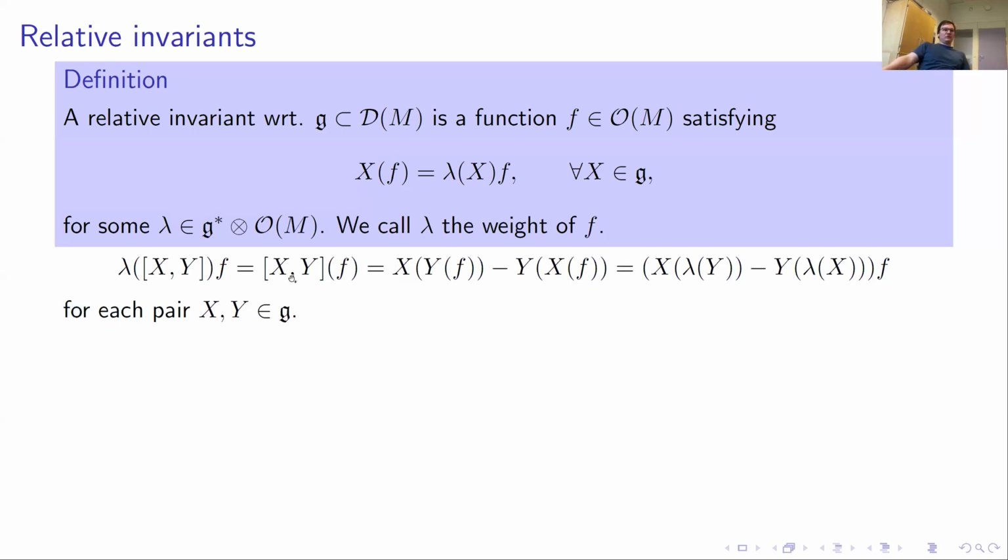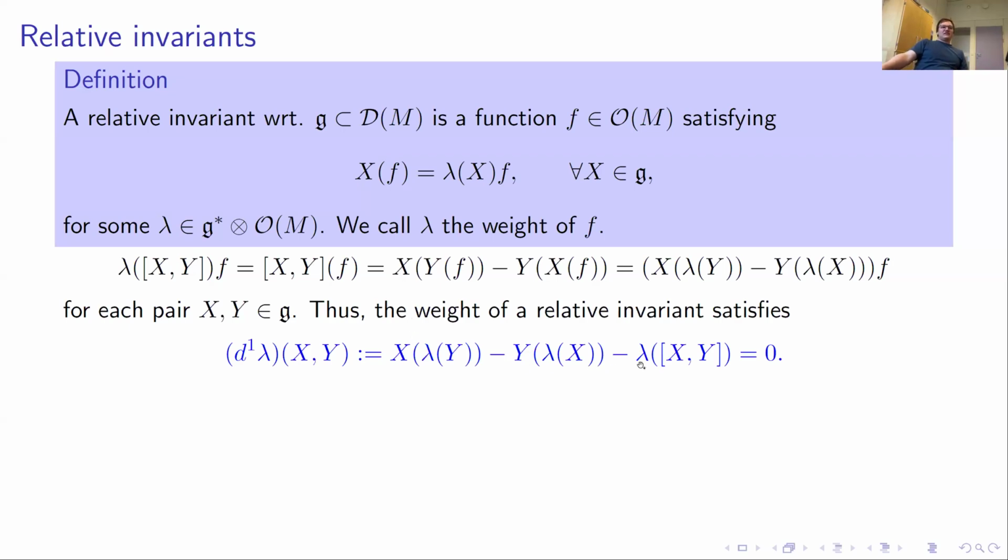Because we put, for example, this condition, if you apply the commutator of two vector fields in the Lie algebra to f, on the one hand, by definition, you should get this result. On the other hand, if you expand and simplify, you get this result here. So that gives a condition on lambda, namely that this expression should be 0 for every pair x and y in G. So I'll give this a name, call it T1 of lambda applied to x and y.